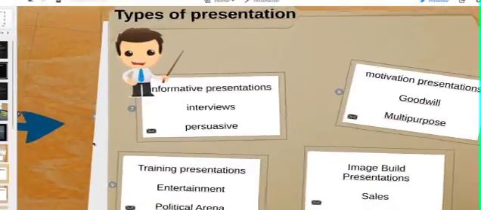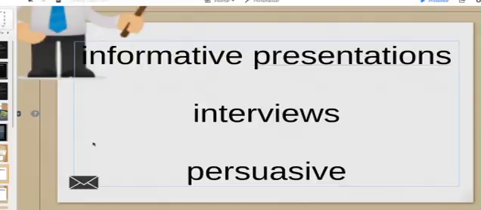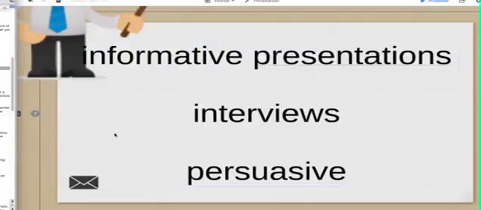Number one is informative presentation. Informative presentations can be divided into categories such as reporting and explaining. Number two, persuasive presentation, where you want your audience to do something specific, to buy or support an idea, or to change attitude.